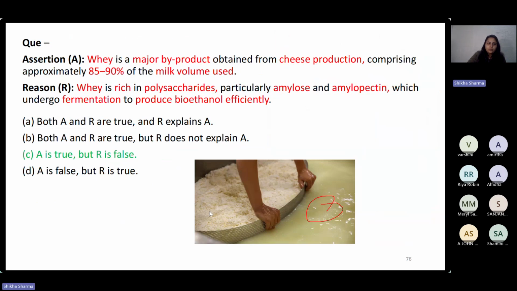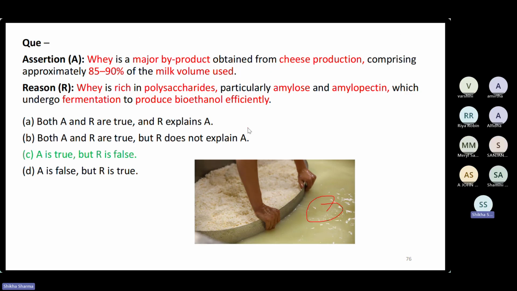So whey is a major byproduct obtained from cheese production, around 85 to 90% of the milk volume used, which is correct. But whey is not a polysaccharide or an amylose or amylopectin source. It is actually the lactose which is going to be converted into bioethanol in the milk or the whey. So A is correct, but R is false here.